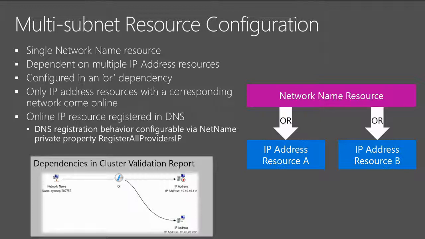So now let's talk about crossing subnets and how this works. Clusters do support nodes which are in one subnet, let's say 10.10, and another one which is in 20.20. But how do we fail over across them when we do that?